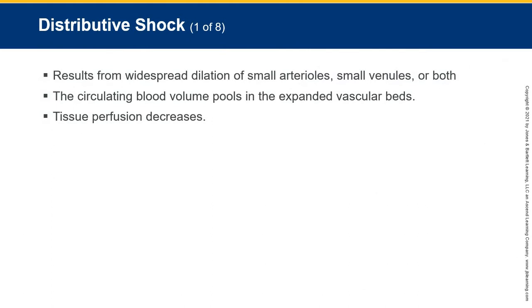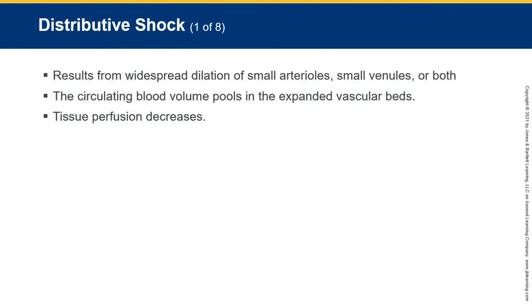All right, so a new category here is going to be distributive shock. There are several things under distributive shock, but they all have the same basic causation or outcome. It's going to be a widespread dilation of all your small arterioles and all your small venules. What that means is pressure is going to fall. It's the same thing as when you put your finger over the water hose at home. Pressure goes up and the water comes out more forcefully, but if you let it go, that container basically gets bigger because you're removing the obstruction, and then the actual hydrostatic pressure drops.